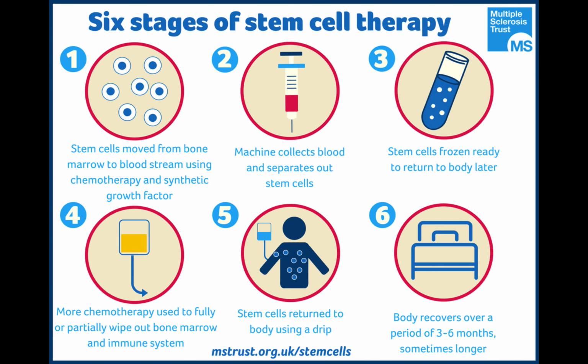So these are the 6 stages of stem cell therapy. I'm basically taking an example from a multiple sclerosis therapy from the website of the UK NHS. First and foremost, stem cells are moved from bone marrow to bloodstream using chemotherapy and synthetic growth factor. So the patient's bone marrow is taken first. The machine collects blood and separates out the stem cells, removing any of the plasma. The stem cells are frozen and then ready to return to the body later.